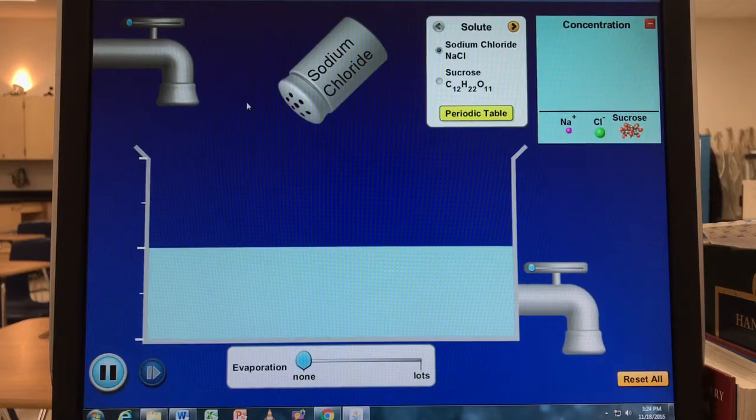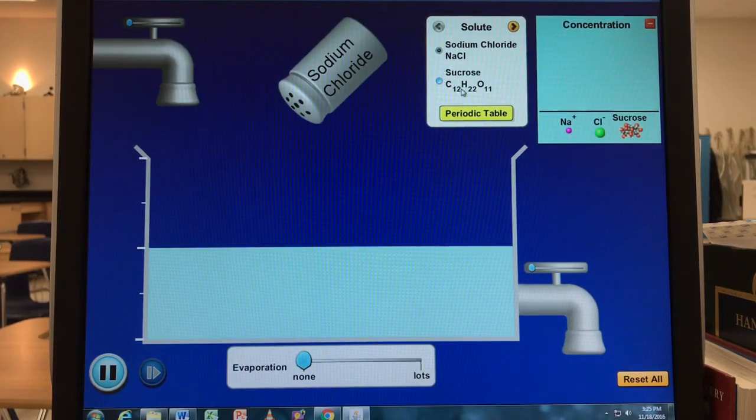So we go to the micro, and that just means we can see the particles now. And we take note of the two solutes. So here's the two solutes, sodium chloride and sucrose. That is the actual chemical name of salt and the chemical name for sugar. Salt is sodium chloride, sugar is sucrose.